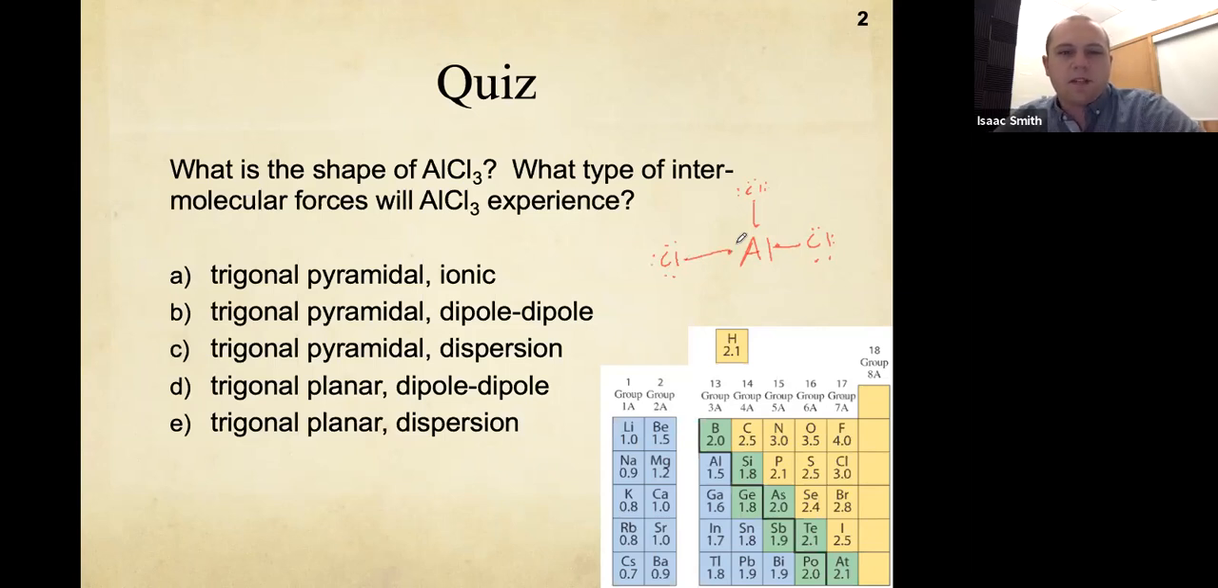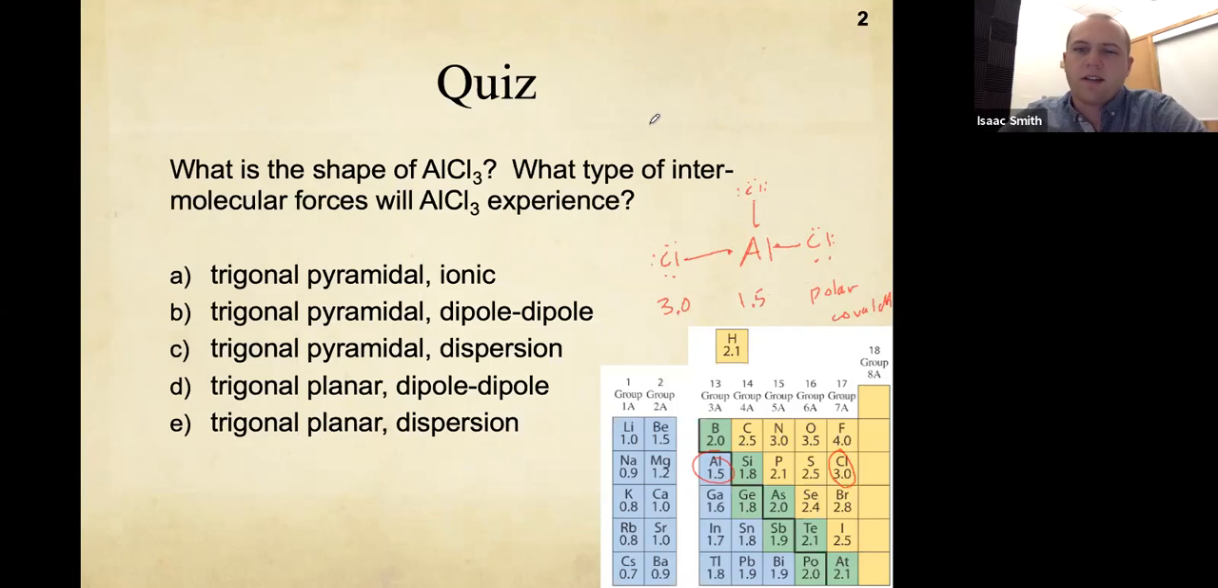And what type of intermolecular forces will aluminum chloride experience? We need to first talk about what kind of bonds we have here. Between aluminum and chloride, chloride's electronegativity is 3.0 and aluminum is 1.5, so that's a difference of 1.5. So it's actually going to be a polar covalent bond.